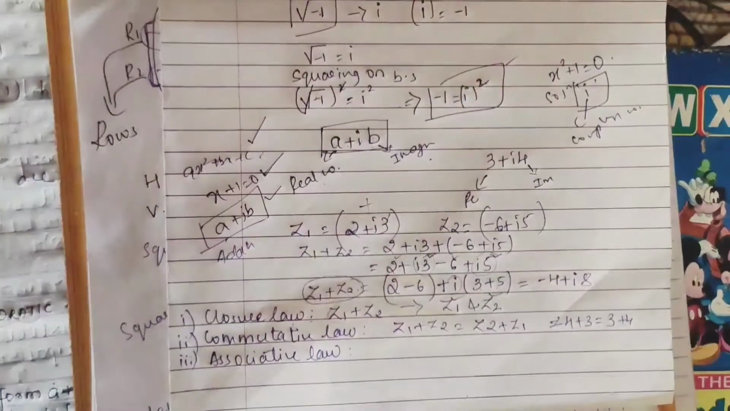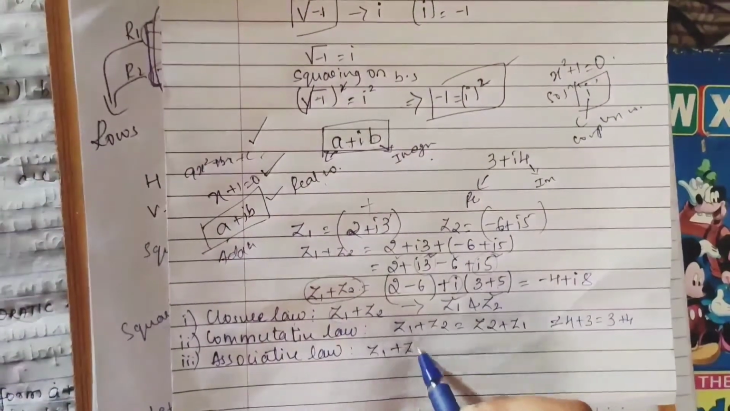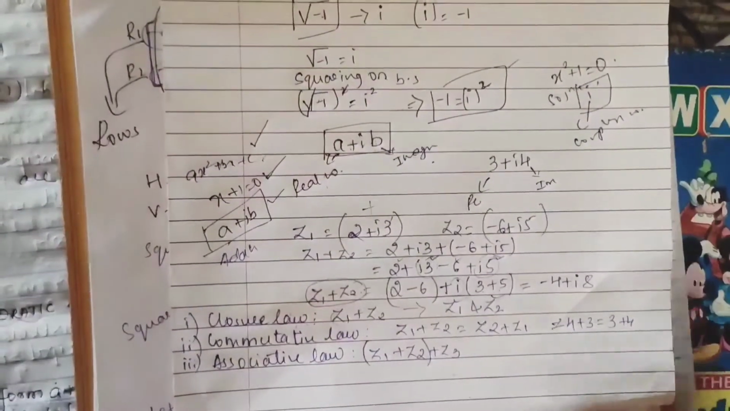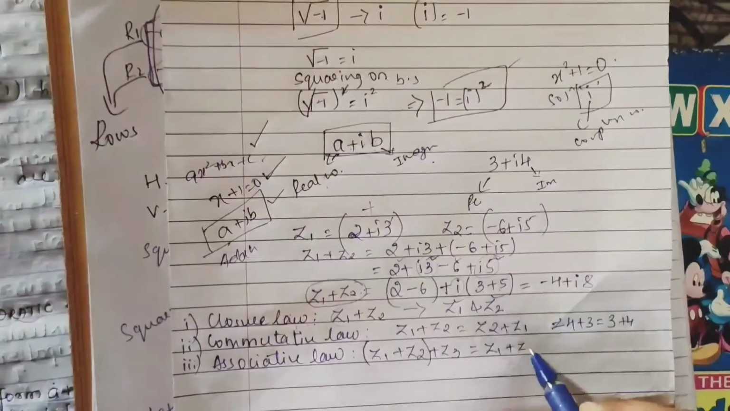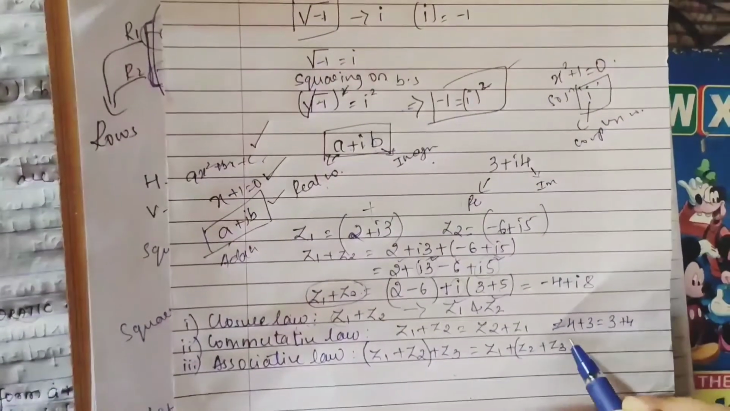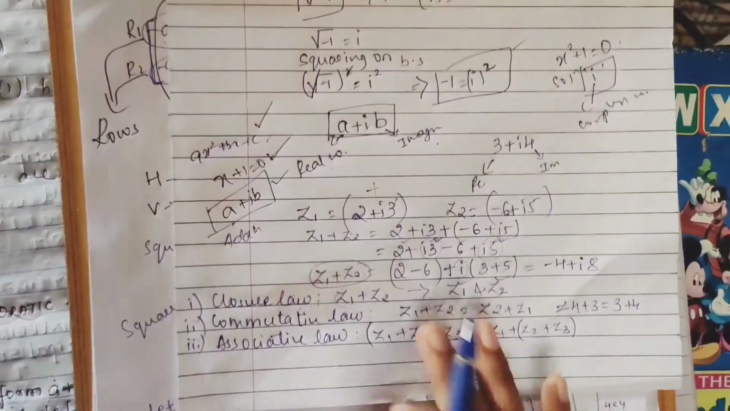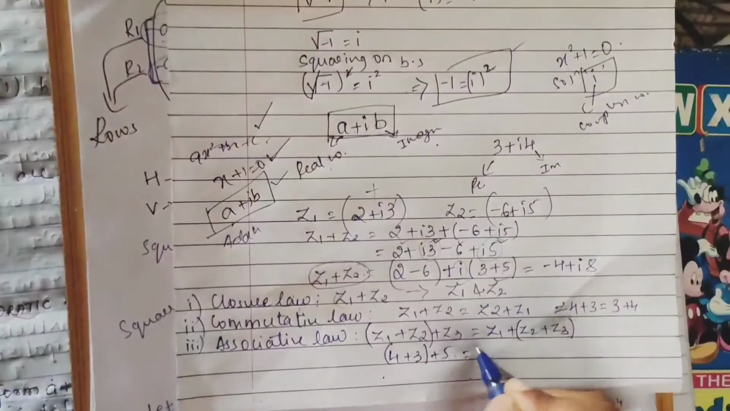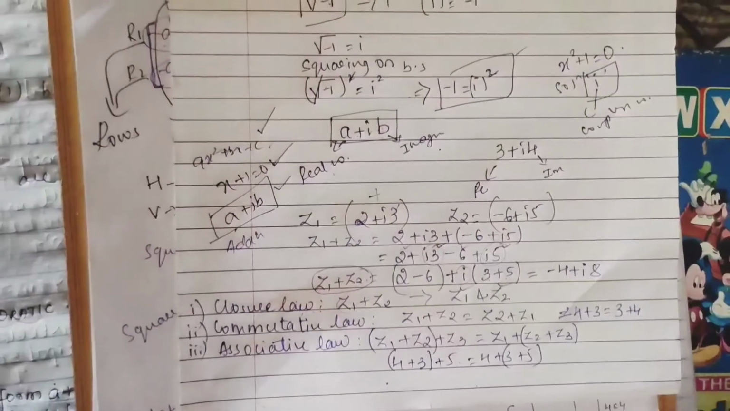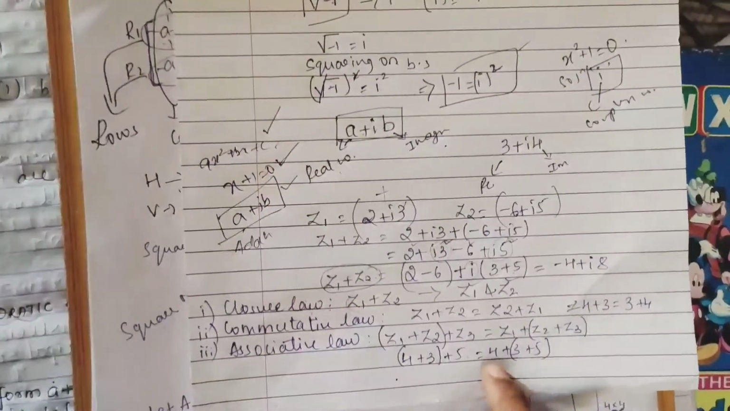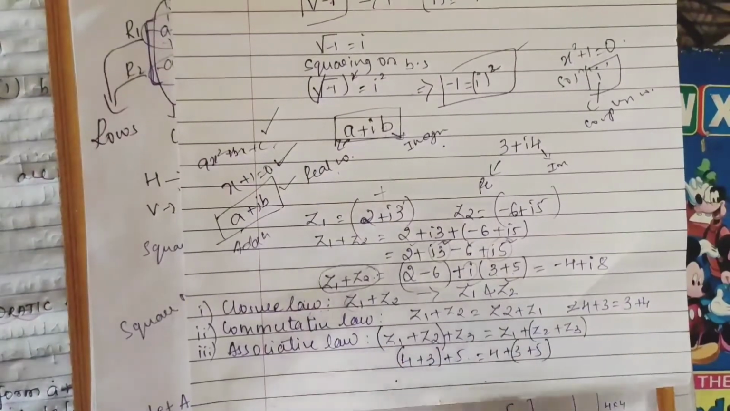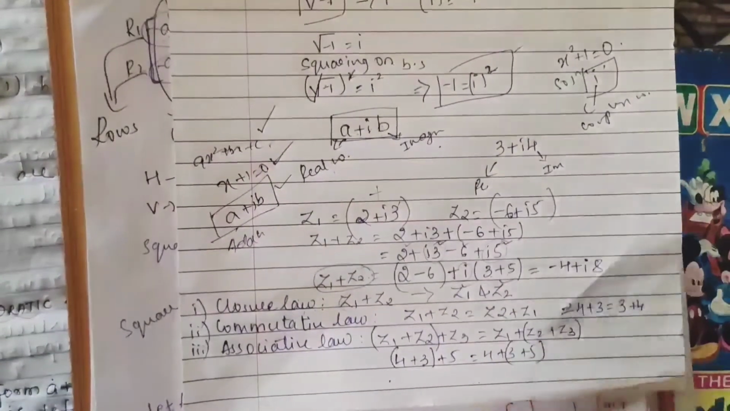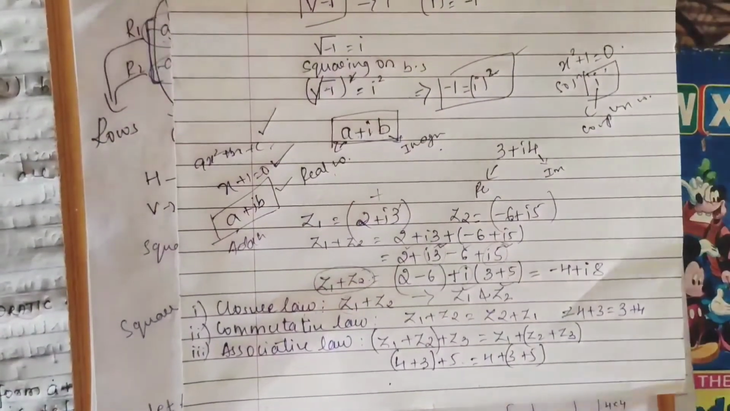Then you have the associative law. How do we write it? Z1 plus Z2 plus Z3. The bracket comes first for Z1 plus Z2, and this is equal to Z1 plus Z2 plus Z3 with the bracket for Z2 and Z3. If I write 4 plus 3 plus 5, this is equal to 4 plus 3 plus 5, grouped differently. This is called the associative law. In one, first group these two, keeping the third term. In the other, keep the first term and group the second and third.